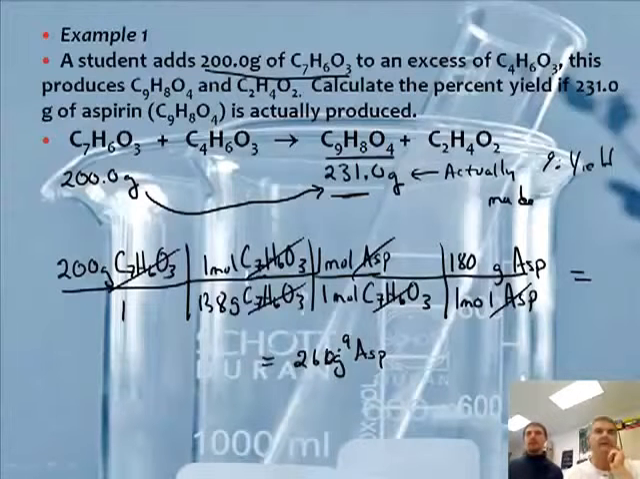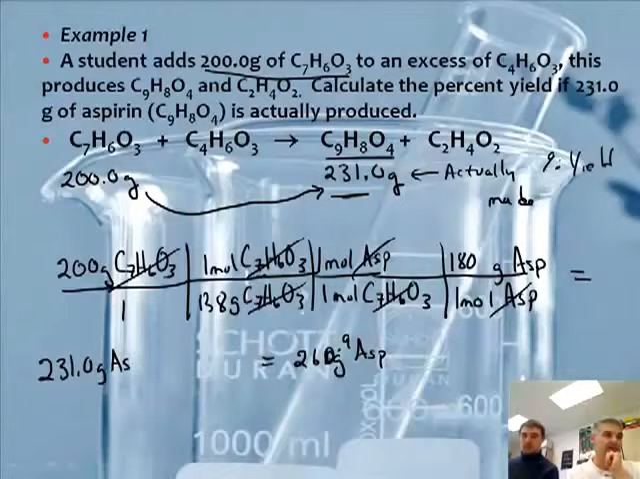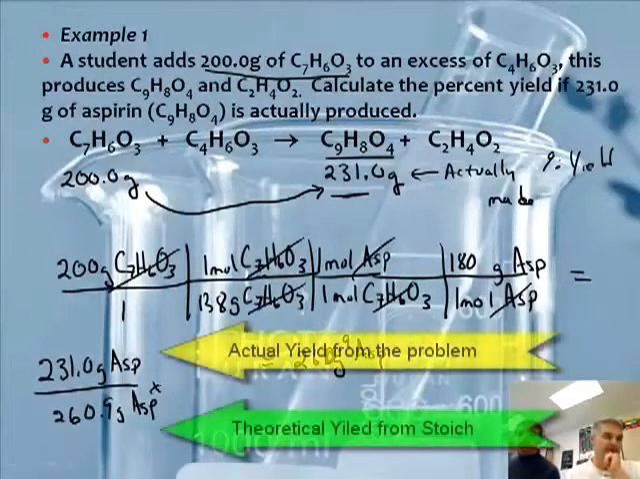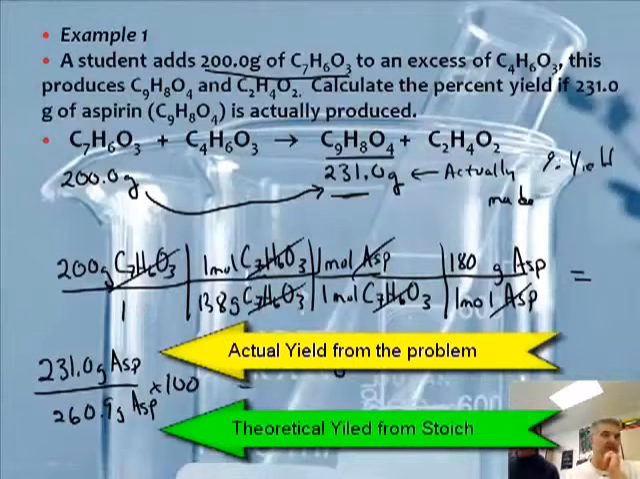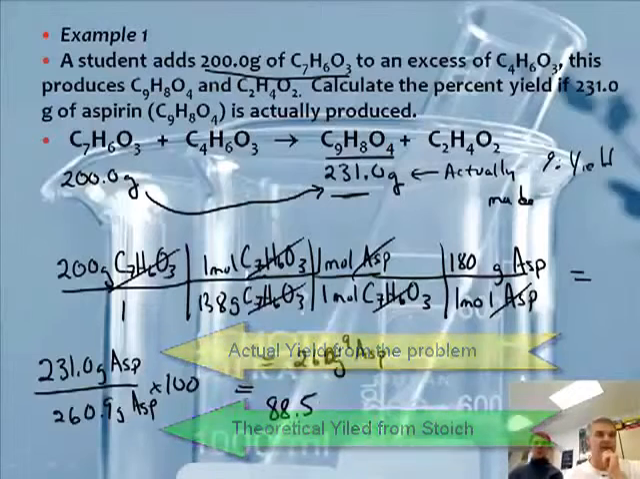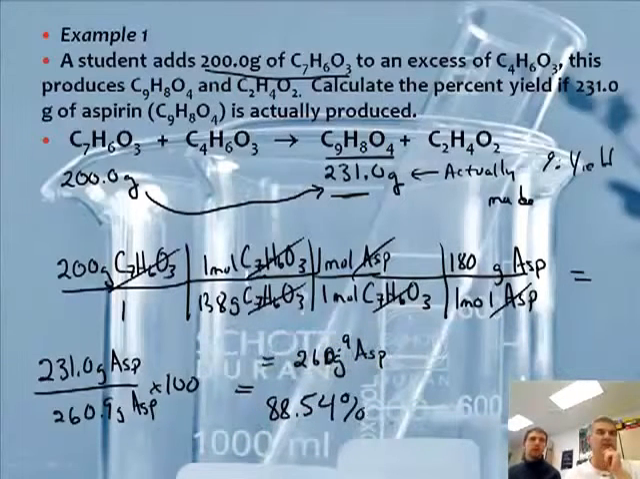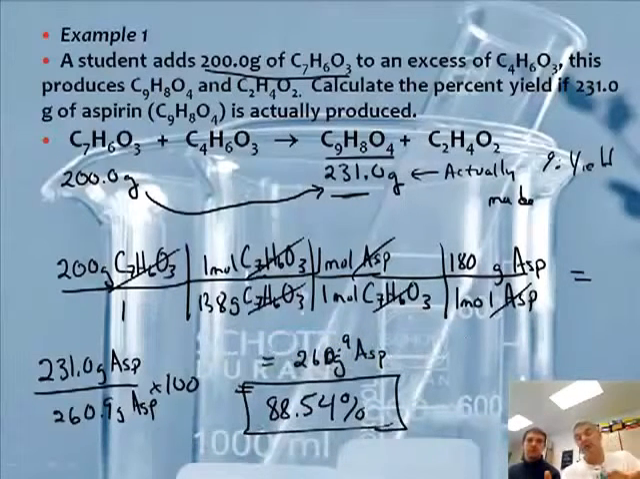260.9. Okay, so I'm going to take what I know. I actually made 231.0 grams of aspirin, and I'm going to divide it by 260.9 grams of aspirin and times it by 100. It looks like a pretty high percentage, 80s or 90s. Yeah, we get 88.54%. So you'd like to make 100% aspirin, but you only made 88.5, which actually is not too bad.